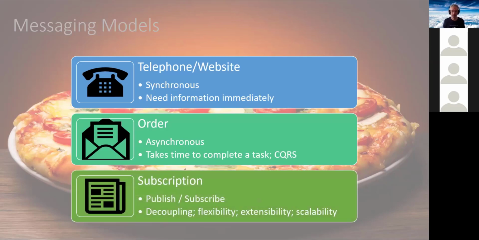Now, the third model is when you decide the pizza is really, really good, but it's quite expensive. So you ask the manager, "Can you please notify me when you've got specials on those pizzas so that I can order them?" And the manager says, "Sure, I'll put you on the mailing list."